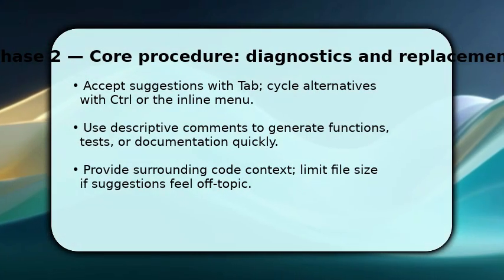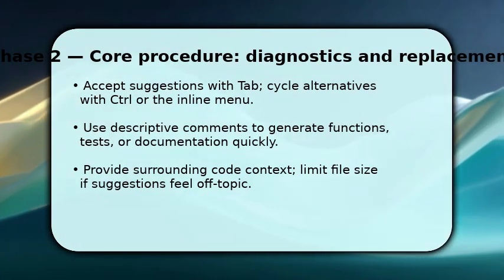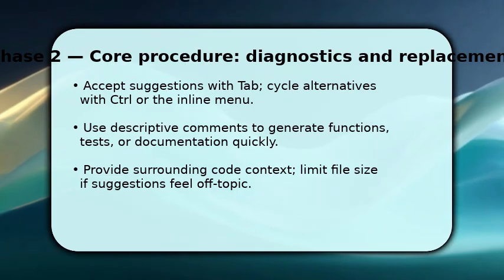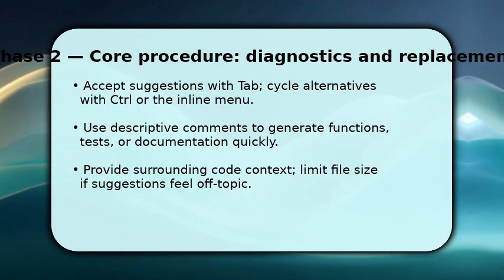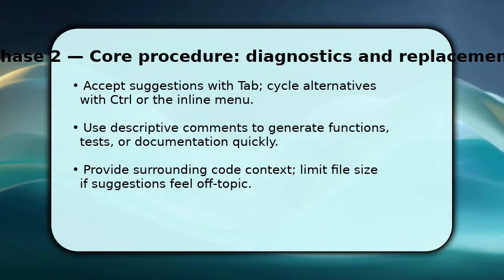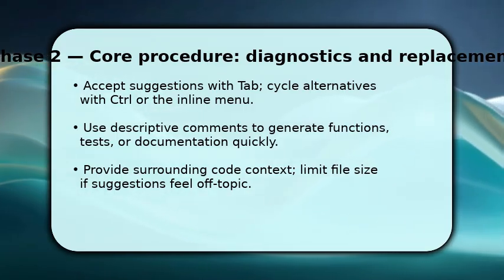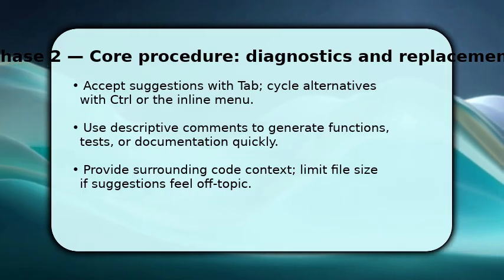Once suggestions appear, accept them quickly with tab or review alternatives using the inline menu. This keeps flow smooth. Make sure to write descriptive comments that state the desired behavior, inputs, and edge cases. Copilot uses that to craft accurate functions and tests.